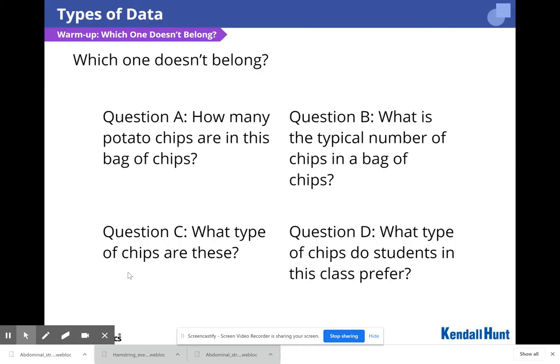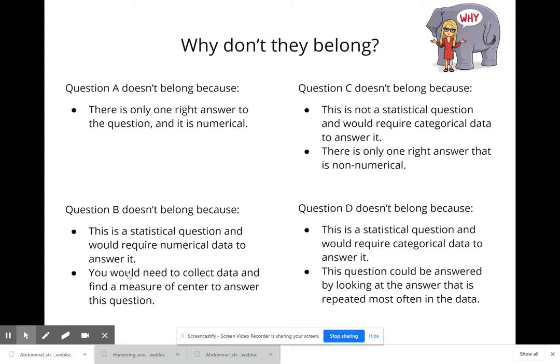Looking at question C, what type of chips are these? So if I'm holding a specific bag of chips, again, if I tell you they're Doritos, well, this bag of chips is obviously Doritos. So this is not a statistical question, and it would require categorical data. So categorical data is an answer that you give as a word, so it's not a number. But there is only one right answer to this question as well.